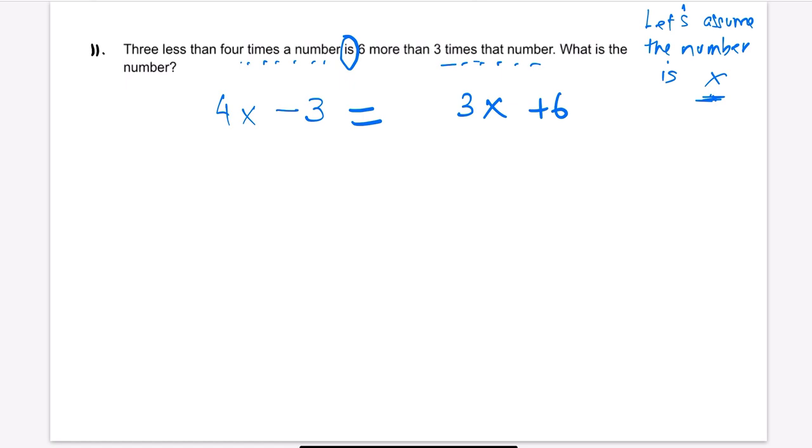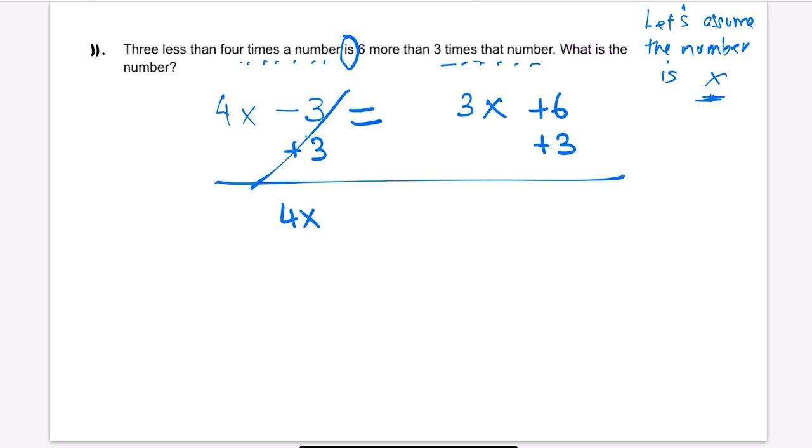Now it's a matter of just solving for x. So let's do this one more time. 3 less than, that's minus 3, 4 times the number, that's 4x, which is equal to 6 more than 3 times the number, that is 3x plus 6. Okay, now let's solve for x. Let's add 3 on both sides to get rid of 3 on the left side. This is gone, we are left with 4x on the left side, and on the right side we are left with 3x plus 6 plus 3, which is 3x plus 9.